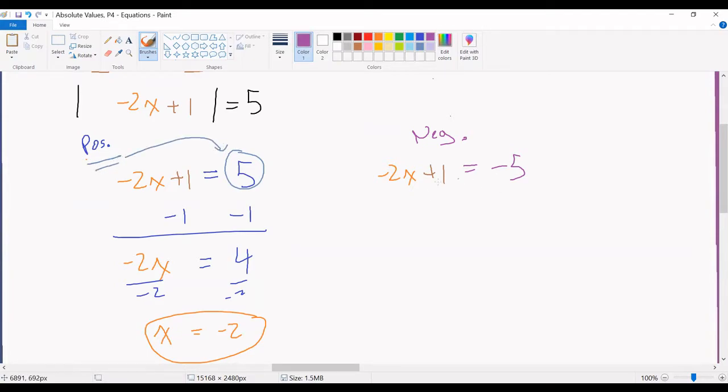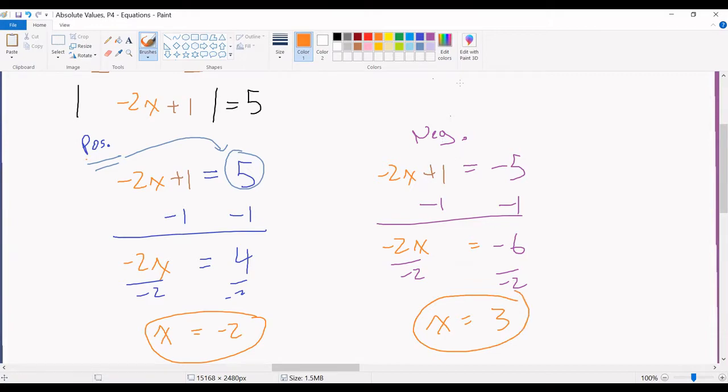Now let's continue solving the negative side. So the very first step, we're going to subtract 1 to both sides. So we continue by bringing down negative 2x is equal to negative 6. Then we divide both sides by negative 2. Then we just have our x is equal to positive 3.